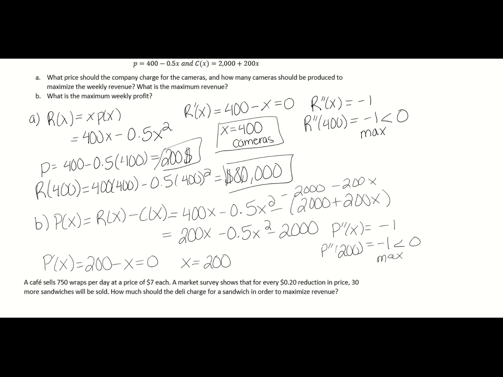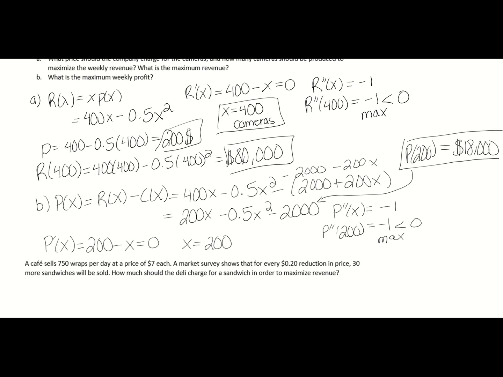Awesome. But be careful because it asks you for what is the maximum profit, not the maximum amount of cameras. So you still need to plug in 200 into your p function, which would be this little guy right here. And when you do that, you're going to get $18,000. So you're actually making a bigger profit with less cameras than you are when you're selling more cameras. That could be maybe your cost function is increasing too large when you're making more.